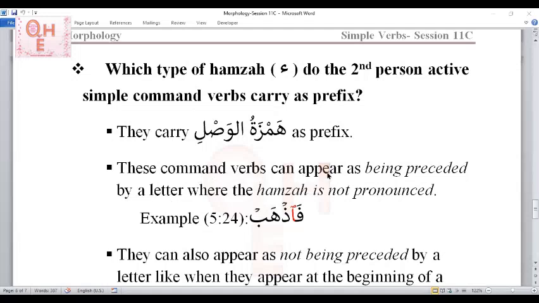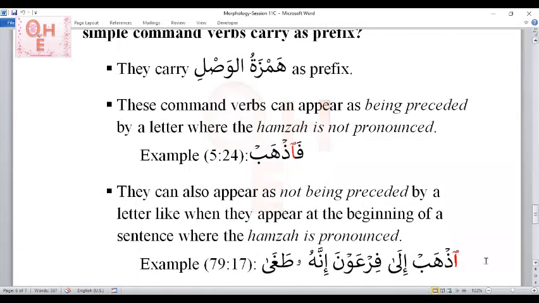These verbs can appear preceded by a letter, where the Hamza is not pronounced. For example, fadhhab. Over here, I'm not pronouncing the Hamza. They can also appear not preceded by a letter, like when they appear at the beginning of a sentence, where the Hamza is pronounced. For example, over here, Hamza is at the beginning of a sentence, a verse.